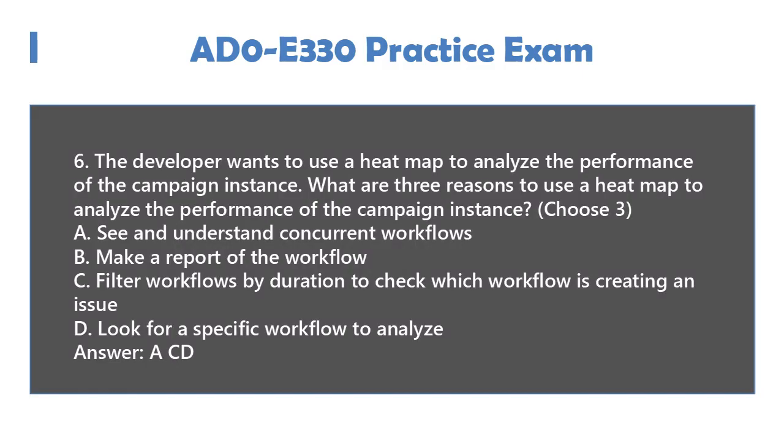6. The developer wants to use a heat map to analyze the performance of the campaign instance. What are 3 reasons to use a heat map to analyze the performance of the campaign instance? Choose 3. A. See and understand concurrent workflows. B. Make a report of the workflow. C. Filter workflows by duration to check which workflow is creating an issue. D. Look for a specific workflow to analyze. Answer: A, C, D.